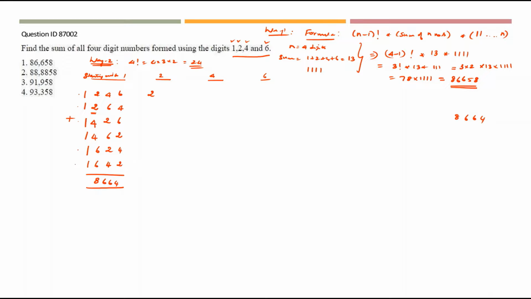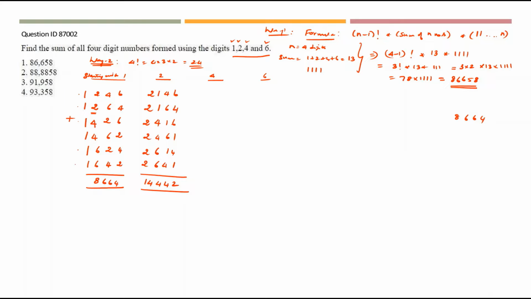Now we will start with 2. I have 1, 4, 6. Swap the last two. 2, 1, 6, 4. Then bring 4 to the second place. 2, 4, 1, 6, 2, 4, 6, 1. 2, 6, 1, 4 and 2, 6, 4, 1. Now when we add this, we will get 14, 4, 4, 2.